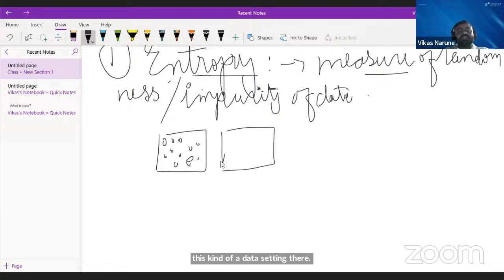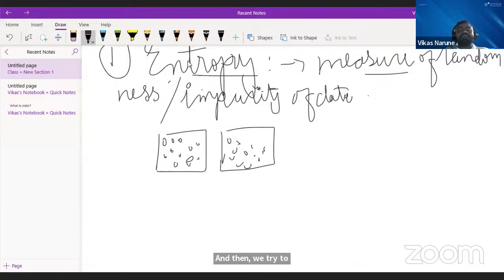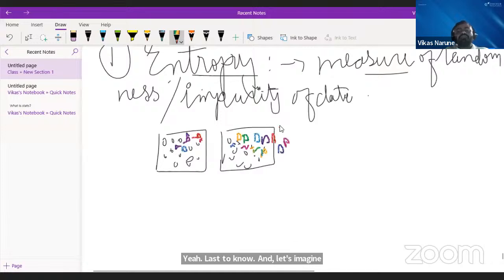And there is one more data set, and I'll compare it with this one, and then we'll try to understand what randomness and impurity in the data mean. Obviously this circle will become class 1, and the triangles will become class 2, and let's imagine it this way.